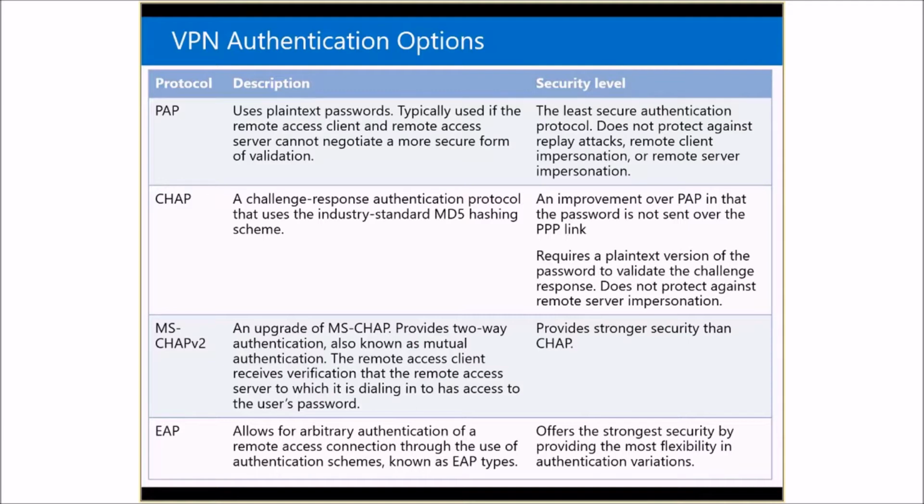The remote access client receives a verification that the remote access server to which it is dialing in has access to the user's password. It provides stronger security than CHAP. Then there's the EAP, which allows for arbitrary authentication of a remote access connection through the use of authentication schemes known as EAP types. It offers the strongest security by providing the most flexibility in authentication variations. So it goes from least secure to most secure in that sense. What we're going to use is MS-CHAP in our practice.